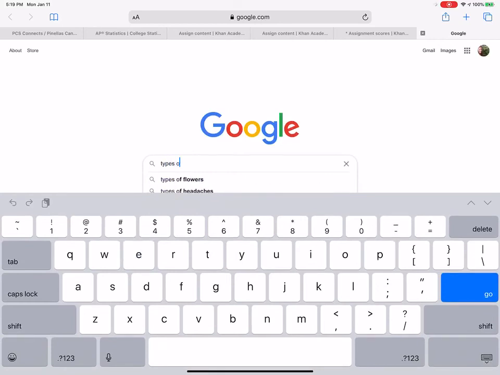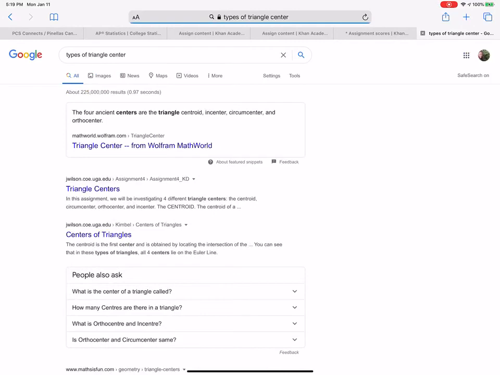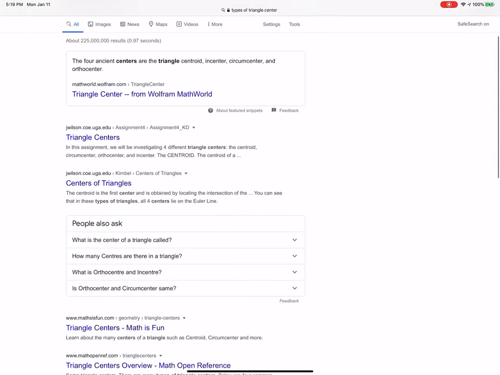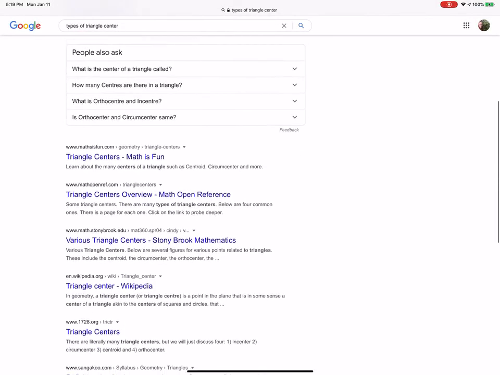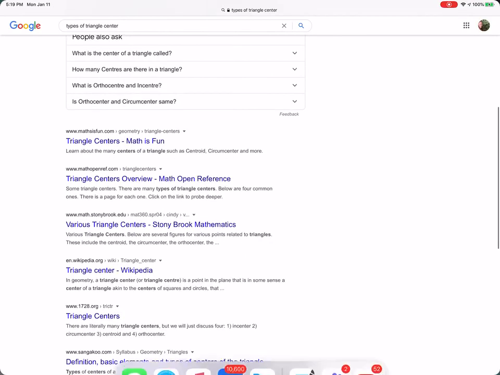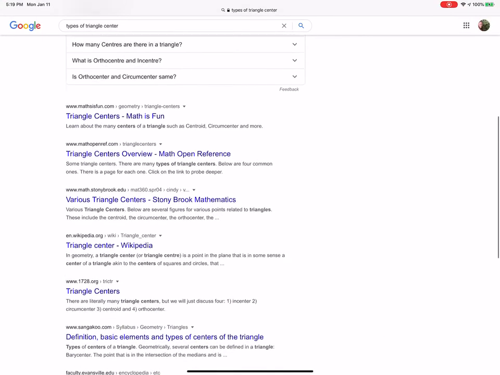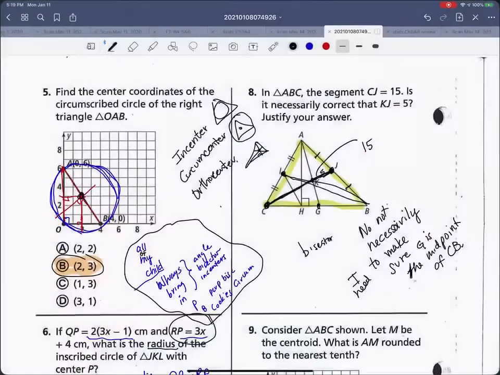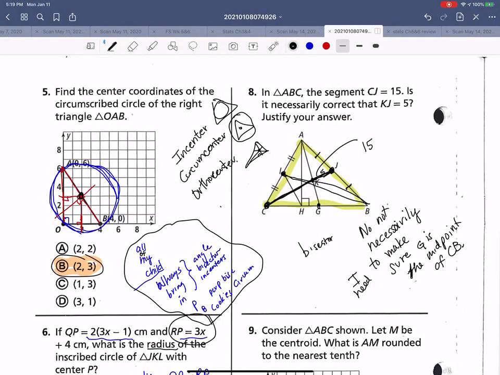Types of triangle centers. Incenter, orthocenter, circumcenter, centroid. Where was I? Oh, I found it. I found it right down there. Okay. Yeah, and that's our balance point, and that's this one. So I can't confirm. Without that, I can't confirm that point K is my centroid.